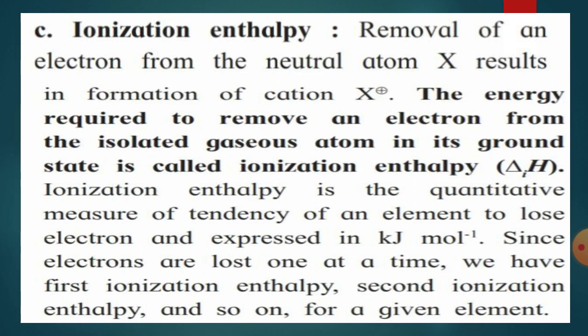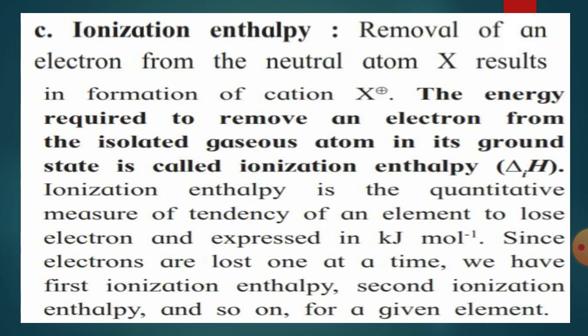How much energy is required to remove an electron from the isolated gaseous atom in its ground state? That is nothing but your ionization enthalpy. It is denoted by the symbol delta I, that is ionization, and H is the symbol for enthalpy. It is the quantitative measure of the tendency of an element to lose an electron, and it is expressed in terms of kJ, kilojoule per mole.